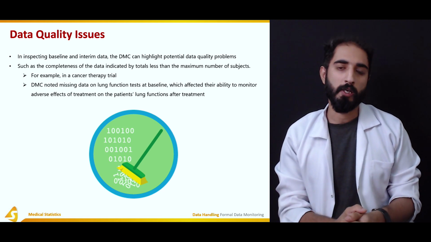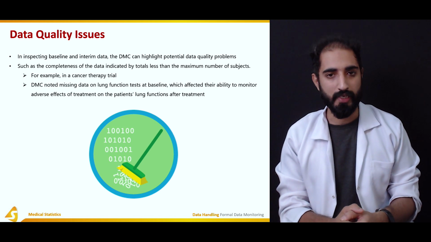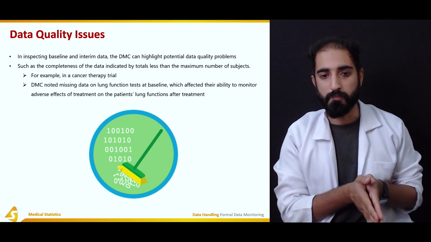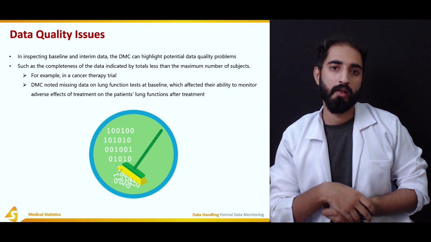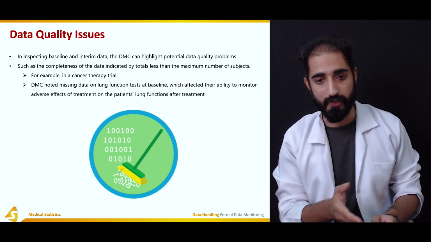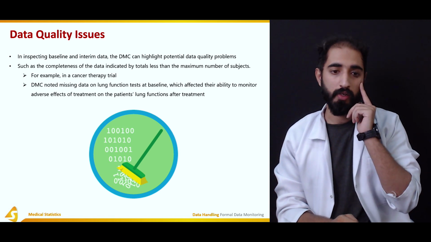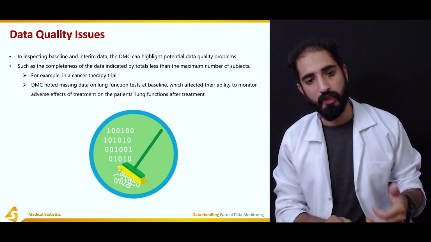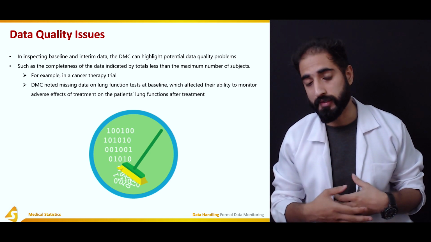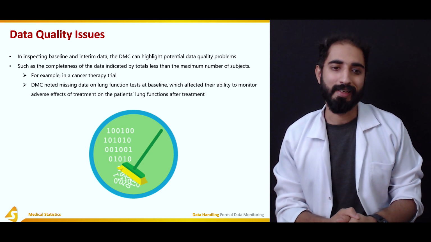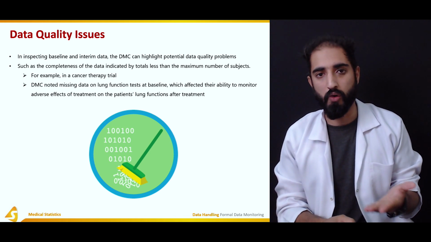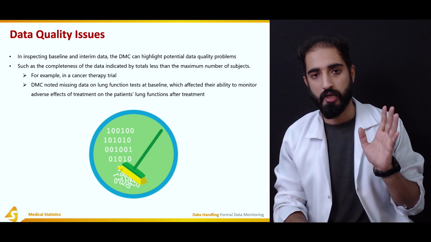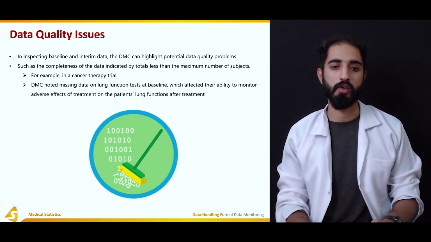Moreover, take an example of a cancer therapy trial, where the DMC noted missing data on lung function test at baseline. Now, this lung function test was an outcome variable. If it is missing at baseline, how can we determine how much improvement has been made in that individual or in that group? This affects the ability to monitor adverse effects of treatment on the patients. If we do not know what the lung function test was at baseline, and there was worsening of the lung function of that individual, the data monitoring committee cannot identify it, because they did not know the baseline lung function test values. So that is another important thing which the data monitoring committee has to keep a keen eye on, and that is one of its very important functions.